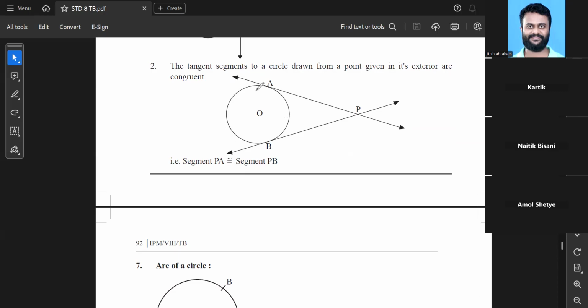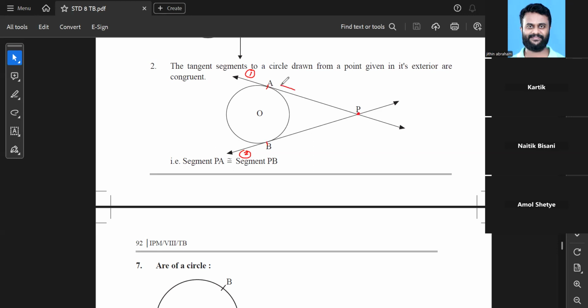Let us consider there is a circle over here, as you can see. Now let us consider a point which is outside the circle. Now from that particular point, if you try to draw two tangents to this circle, this is the first tangent, tangent number one, which is touching at point A in the circle, and this is tangent number two, which is touching at point B in the circle.